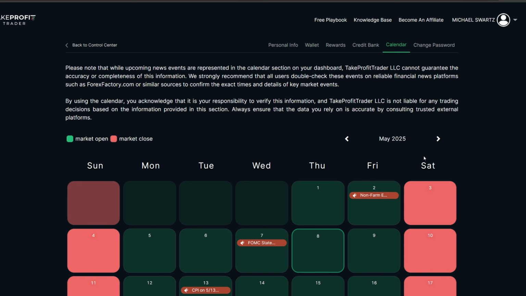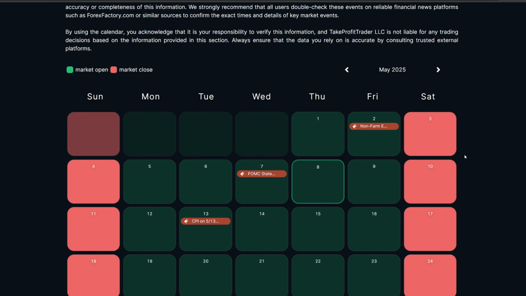Now we can see for the month of May, as I'm recording this video, we're actually recording the video on May 8th. You can see Friday, May 2nd, we had the non-farm numbers. You can see they already had that highlighted. We have to be out 1 minute before, during, and after the news. Then we had the FOMC statement just yesterday on May 7th, and we only had to be out of the market 1 minute before and during the actual statement.